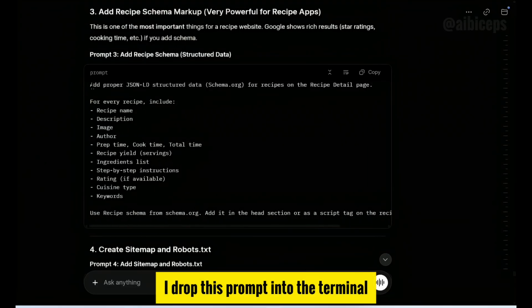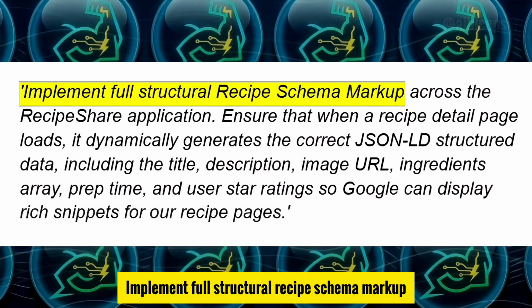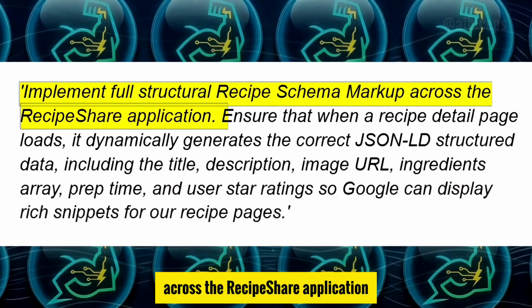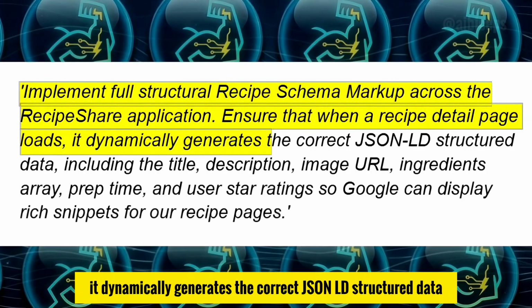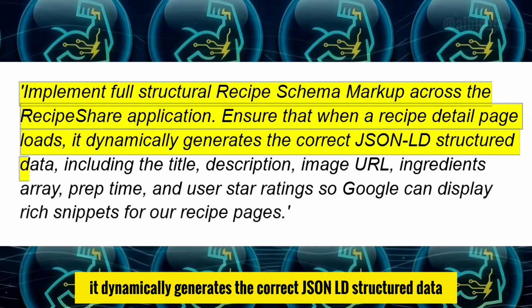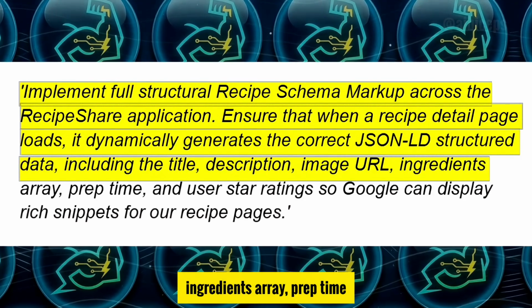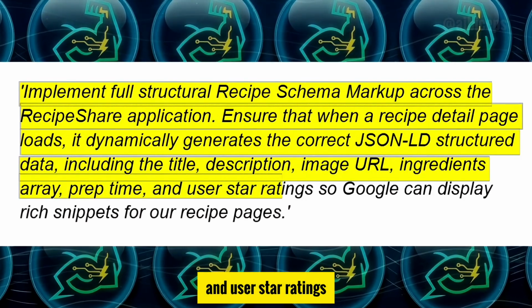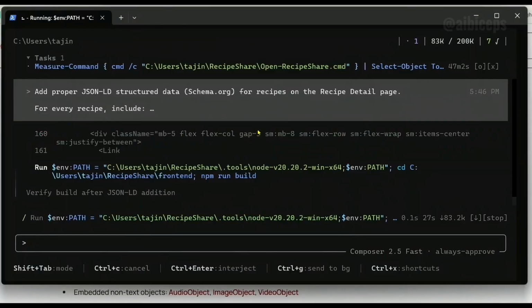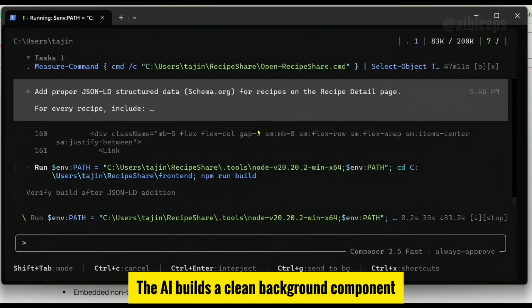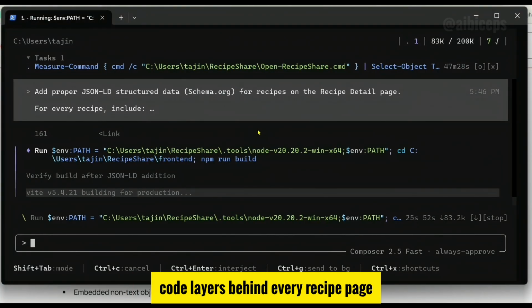I drop this prompt into the terminal. Implement full structural recipe schema markup across the RecipeShare application. Ensure that when a recipe detail page loads, it dynamically generates the correct JSON LD structured data, including the title, description, image URL, ingredients array, prep time, and user star ratings, so Google can display rich snippets for our recipe pages. The AI builds a clean background component that automatically injects these structured code layers behind every recipe page.